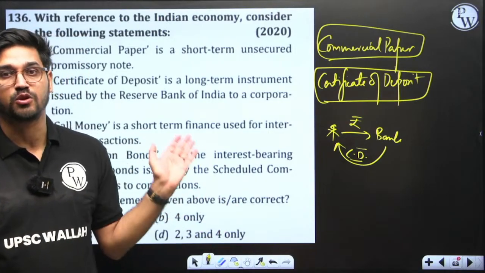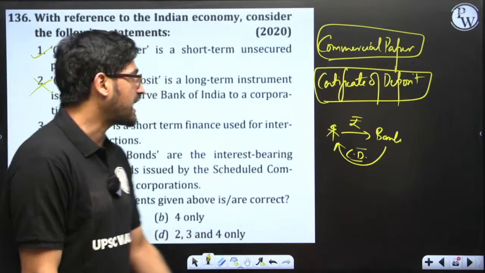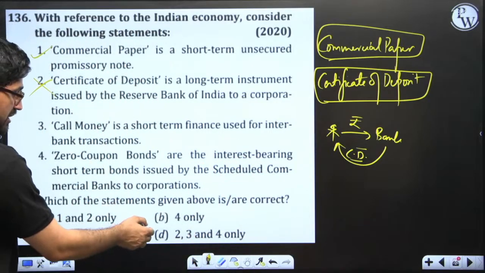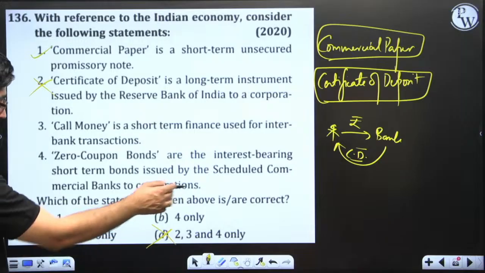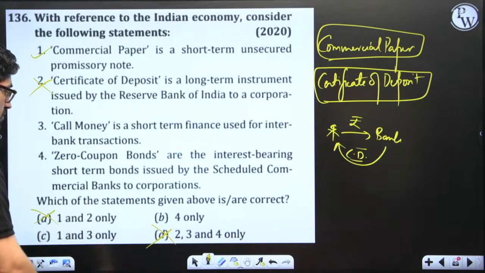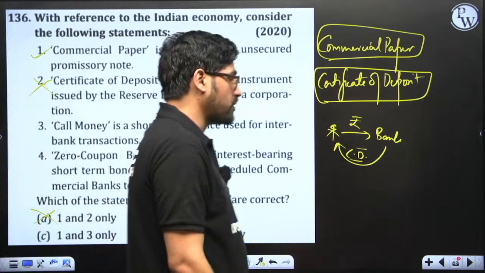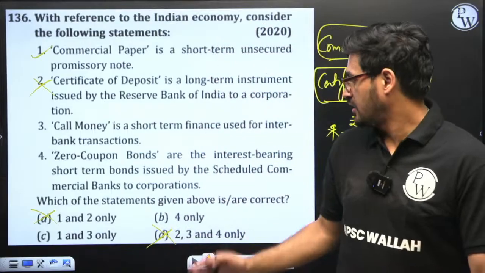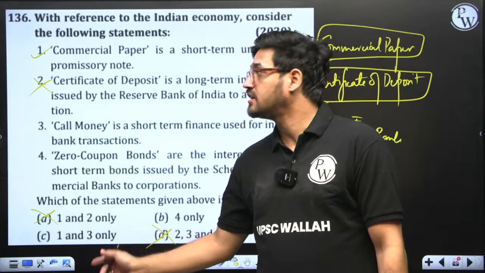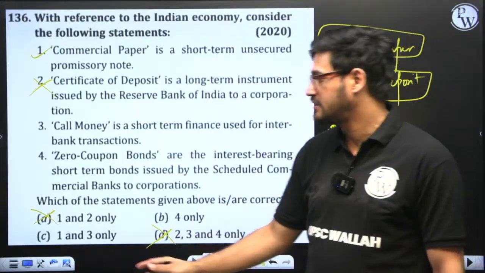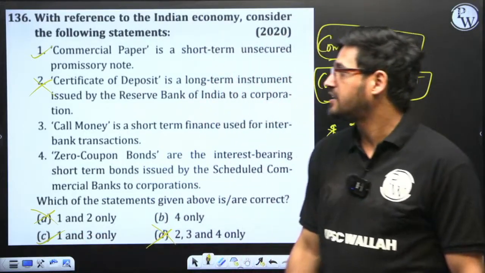It is not being issued by the RBI, right? So the second one is obviously wrong. You use 2 to eliminate. D goes, which of these are correct? So D goes and A goes. That means you are stuck with a choice between B and C, 4 only and 1 and 3 only. We know that 1 is correct. That means the answer should be C, which is 1 and 3.